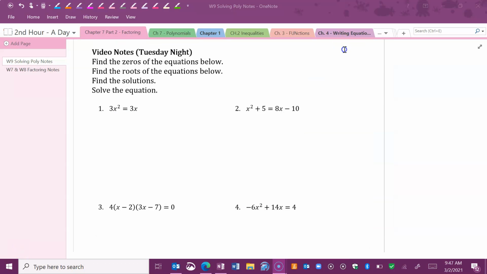Okay, today we are going to just do more of the same of solving polynomial equations. As you might have noticed, some of the directions have been slightly different. When we have equations that are quadratics or any polynomials of that sort, we can also ask the question, find the zeros of the equation below, find the roots, find the solutions, or solve the equation. We can also talk about it as x-intercepts, and we'll get into a little bit more about that next week.